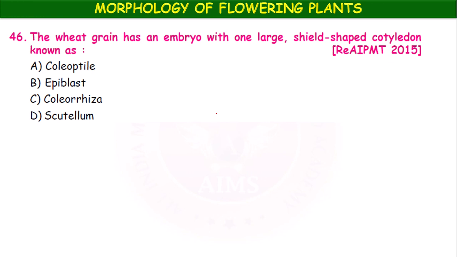The wheat grain has an embryo with one large shield-shaped cotyledon known as coleoptile, epiblast, coleorhiza, scutellum. This also appeared in the AIPMT 2015. It is the scutellum.